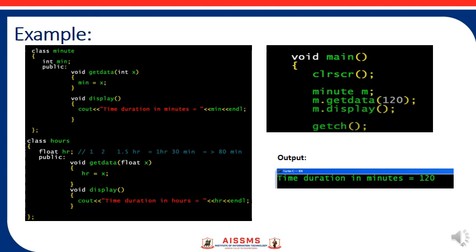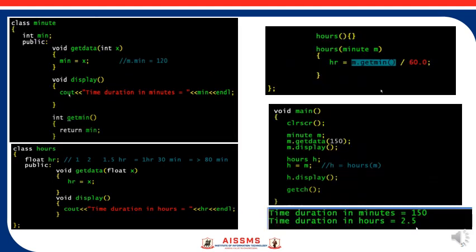Okay, now in this conversion, one class type to another class type, we can see here the same example, the same two classes we have, minute and hour. Just look at the main function: minute m dot get data, m dot display. For that we will get the time duration in minutes as 150. Now again we have created a second class object. Here we have another class, hour, and for that we have created the h object.